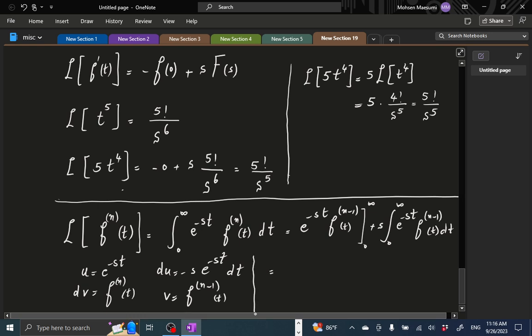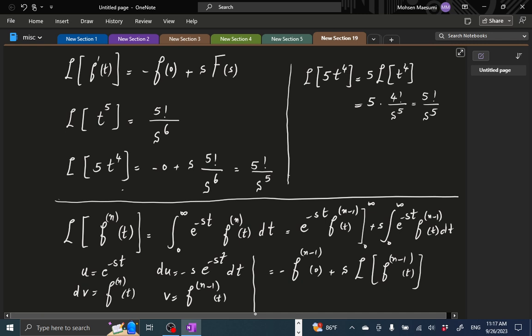Perhaps looking a little bit intimidating, but same as before really. At infinity, we always assume that our exponential kills this function, so that the limit of that goes to 0. At 0, this is 1, and this becomes minus the value of the n minus first derivative of the function at 0, plus s. And what is this? This is a Laplace transform of the n minus first derivative of the function.